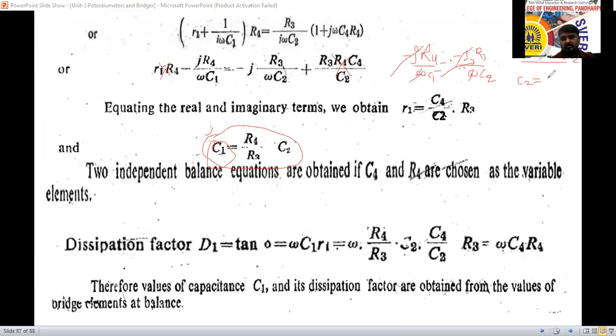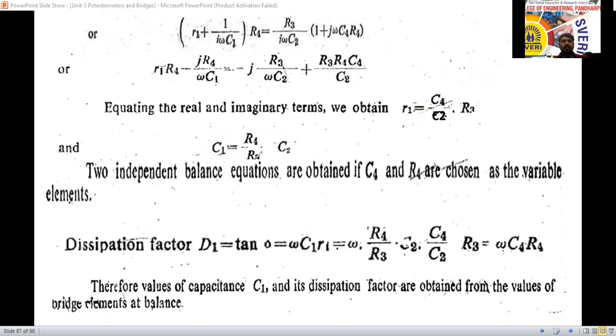C2 into R4 equals C1 R3 only, right? No, sir. Okay. So C2 equals R3 upon R4 into C1. Very good. Only the terms R4 and R3 are reversed here. That's it. So you learned the things here.